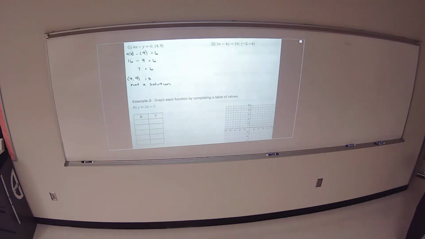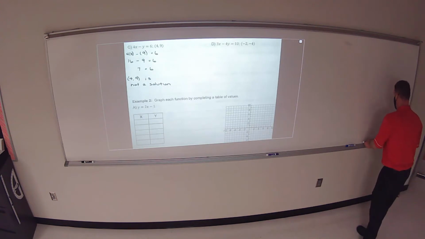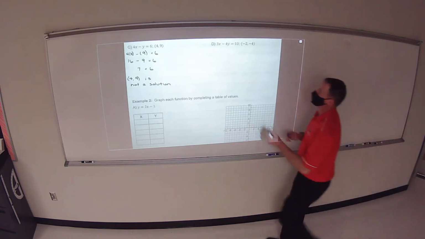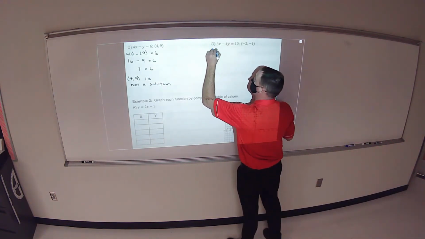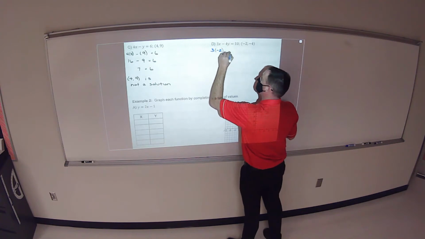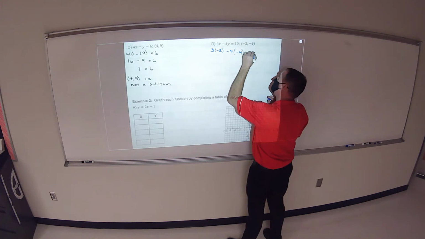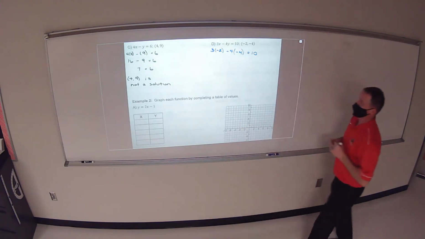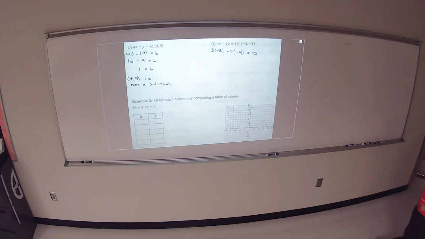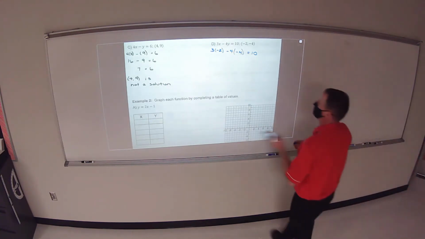All right, and then for letter D, what are we plugging in for x? -2, so we've got 3 times -2. What are we plugging in for y? -4. And the right side should be equal to 10. Again, I'm fine, even in order of operations here, since both of these are multiplications. If we do both of those, then we'll move to the subtraction next.